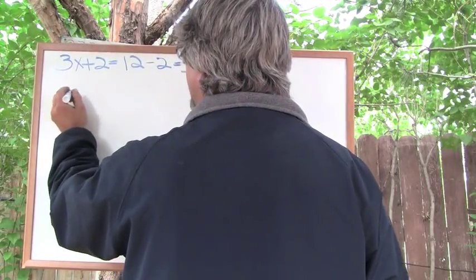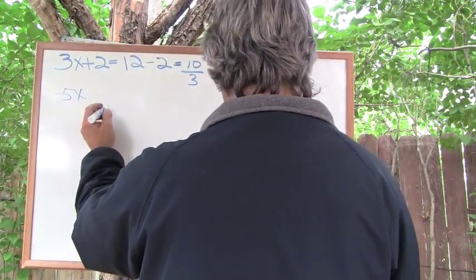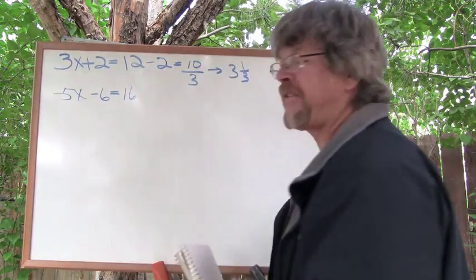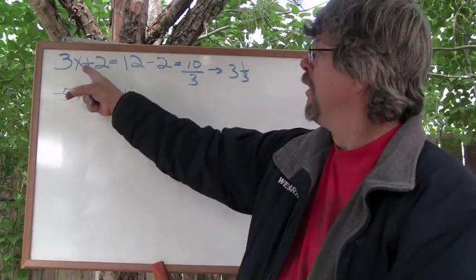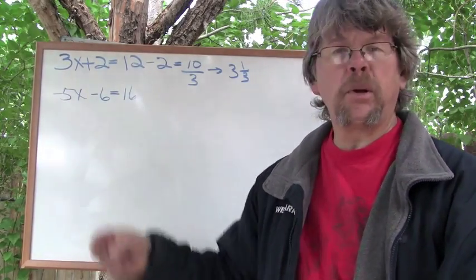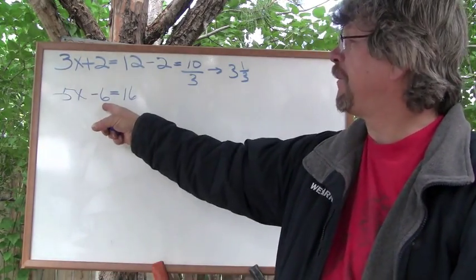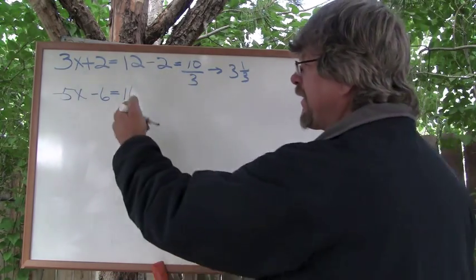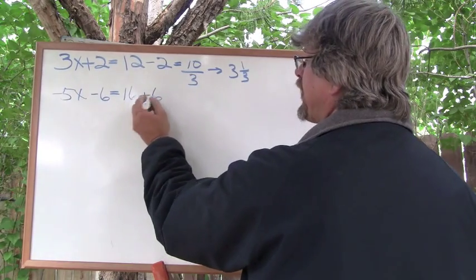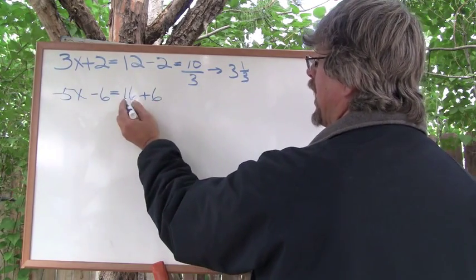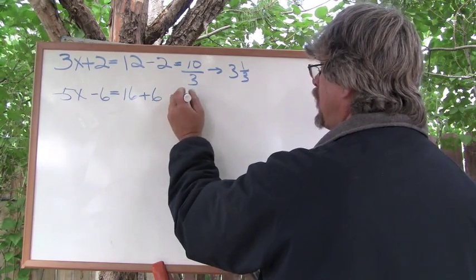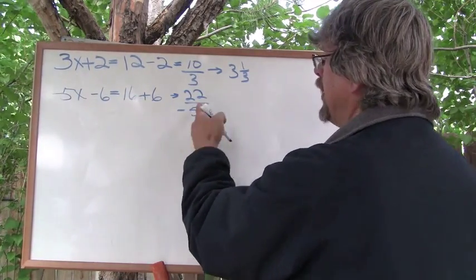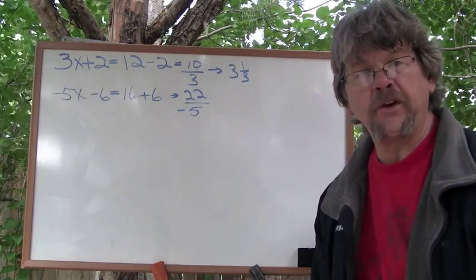Negative 5x minus 6 equals 16. It's the same principle here. Someone has come along and multiplied a negative 5x and subtracted a 6. We want to isolate the x. How do you isolate the x? You add the 6, and that gives you 22, and then you divide by the negative 5. And there's your answer, negative 22/5.